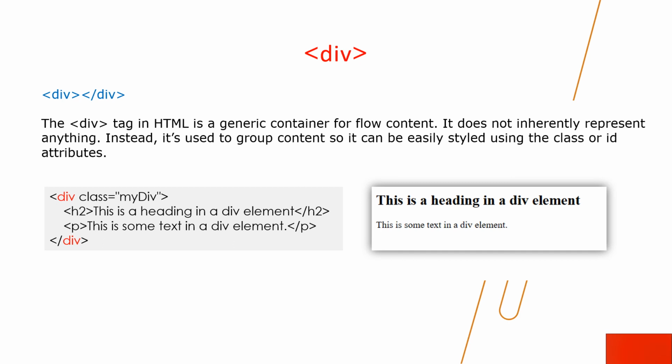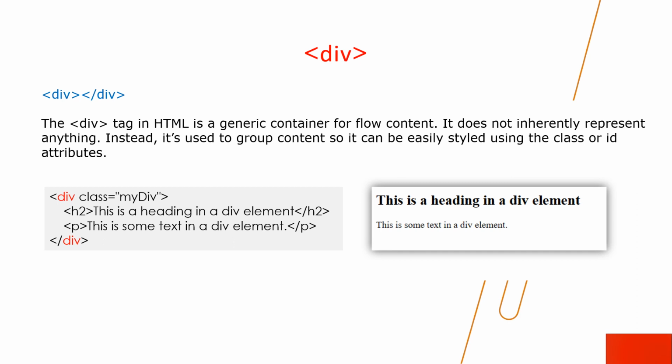The div tag in HTML is a generic container for flow content. It does not inherently represent anything. Instead, it's used to group content so it can be easily styled using the class or id attributes. It defines a division or a section in an HTML document and is used as a container for HTML elements, which can then be styled with CSS or manipulated with JavaScript. Any sort of content can be put inside the div tag.